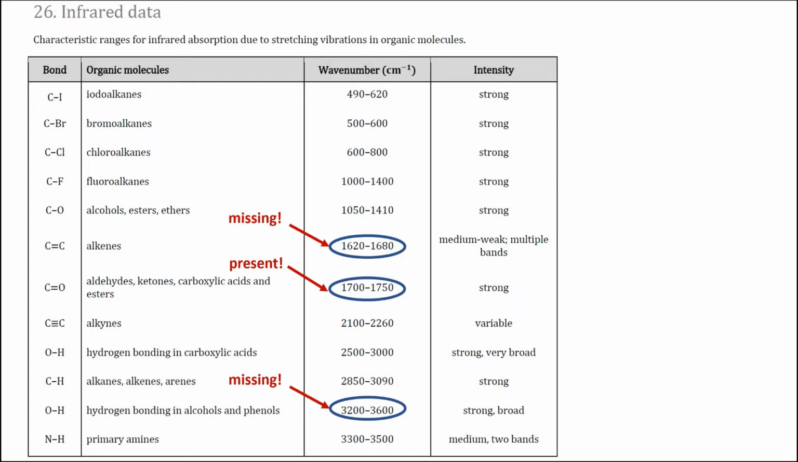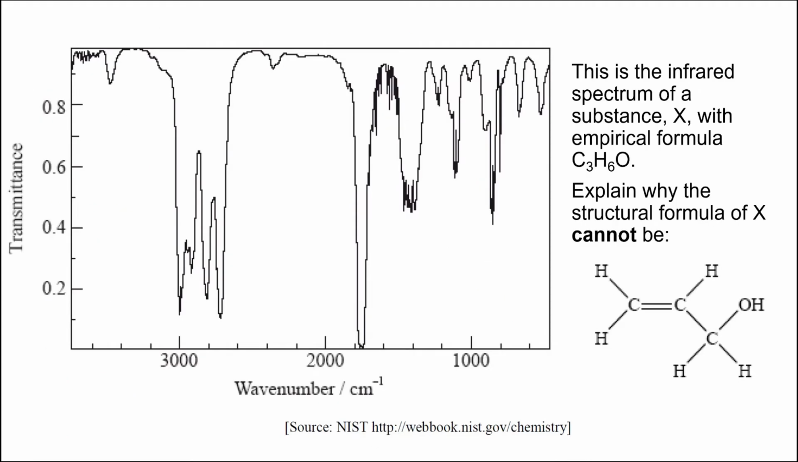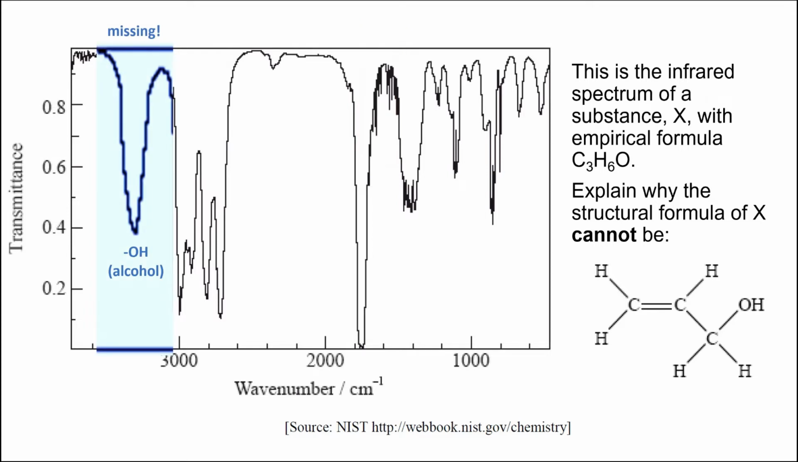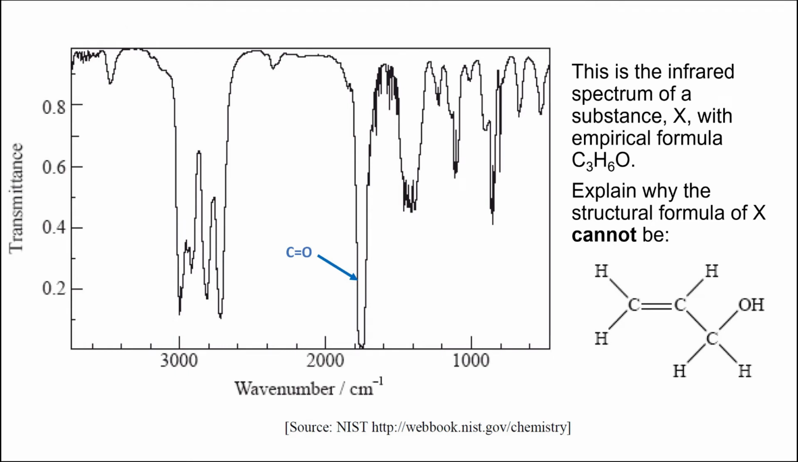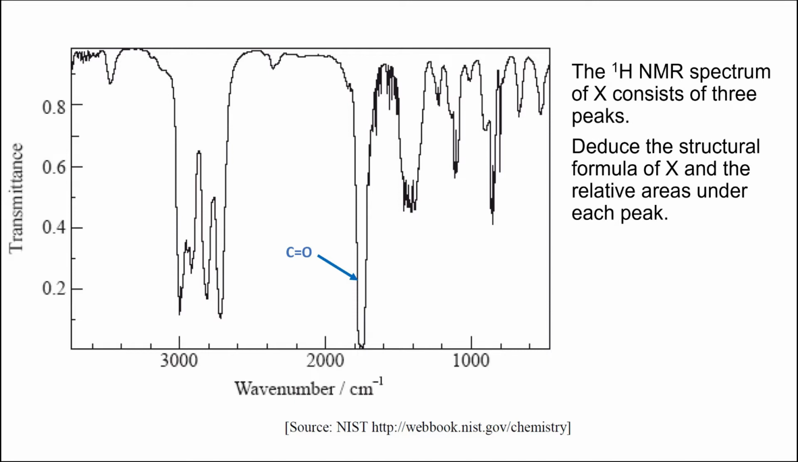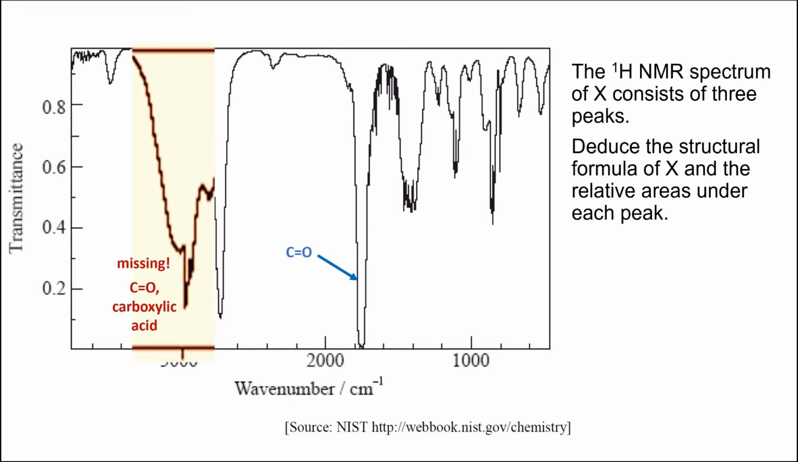So let's take a look at the spectrum again. We are missing the C=C peak and OH peaks, but we have a prominent C=O peak at 1750 wave numbers. Moving on, to identify X, we need to find out if the C=O group belongs to a carboxylic acid or either a ketone or aldehyde. Well, we're missing a carboxylic acid peak, so X must be either a ketone or an aldehyde.